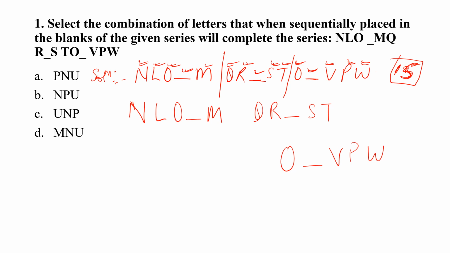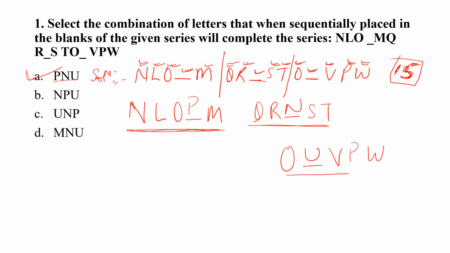First, we'll take option 1, option A. If we put these alphabets in this, we'll see P, N, U. So the first part of the series is N, L, O, P, M. So we find there is no repetition in this first part of the series. The second part, Q, R, N, S, T, there is no repetition. And the third part is O, U, V, P, W, there is no repetition. So the correct option will be option A, that is P, N, U.